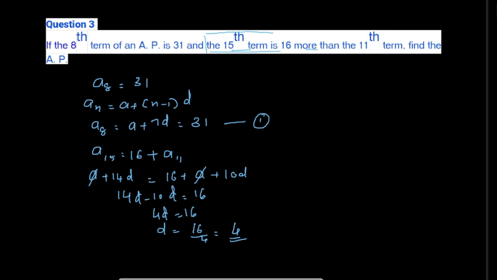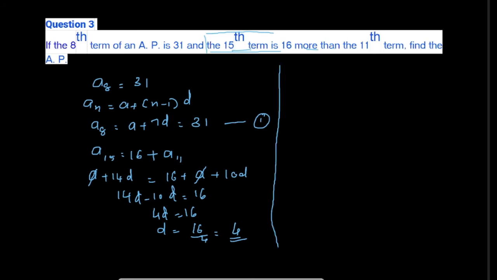But here the question is to find the AP. For framing an AP, we have to get A and D, then only we can frame one arithmetic progression. D we got from the second equation, right children? Now we have to find out what A is.